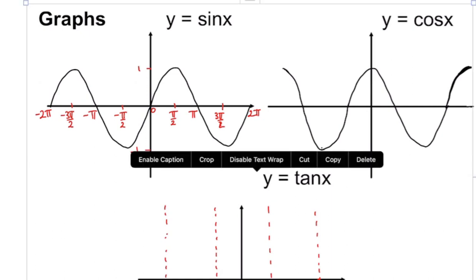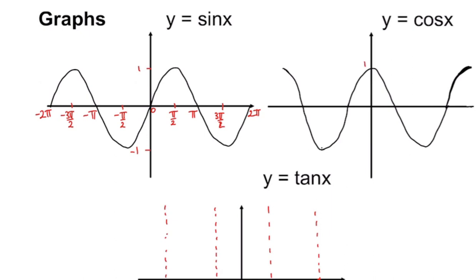Same with our cos wave. You can see maximum is 1, minimum -1, and again one wave fits into 2 pi. Minimum at pi, pi over 2 crosses the x-axis, 3 pi over 2 crosses the x-axis, negative pi over 2, minimum at negative pi, negative 3 pi over 2, and negative 2 pi.